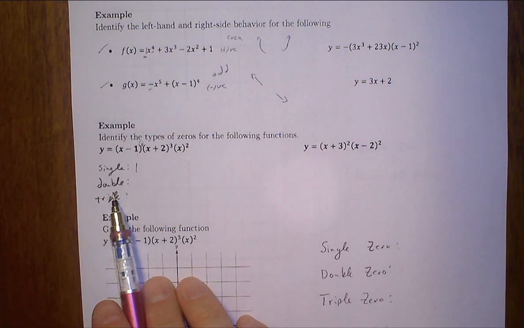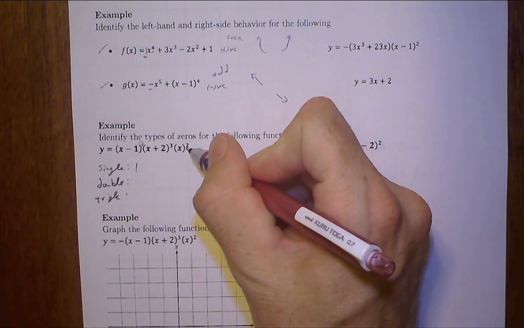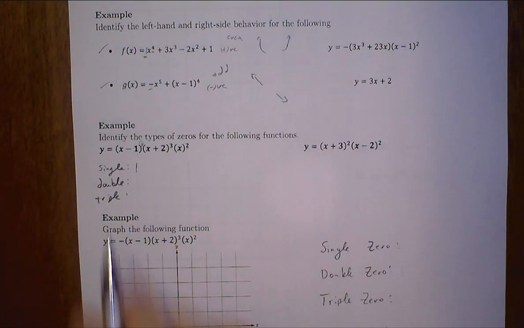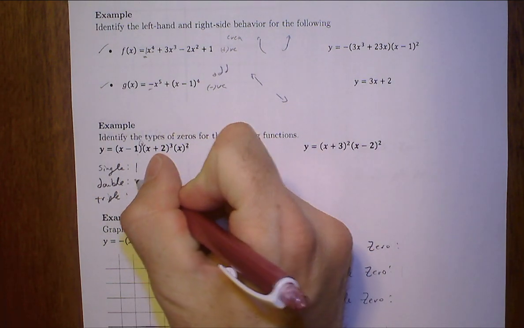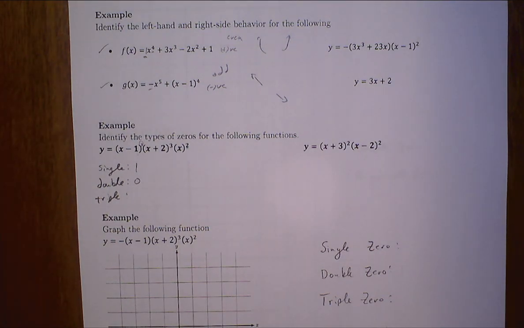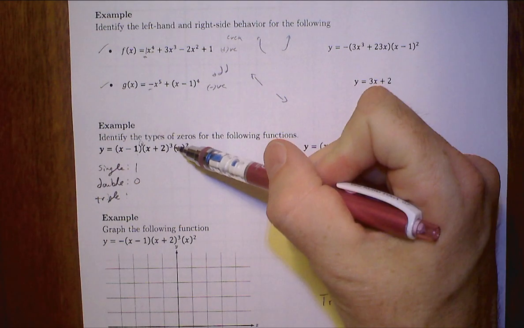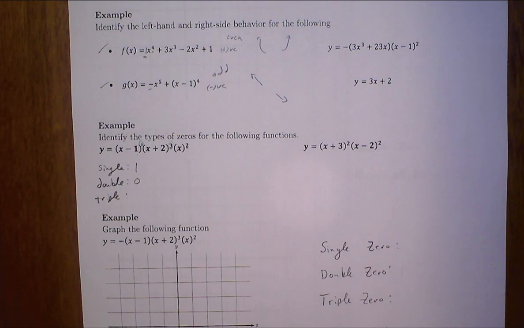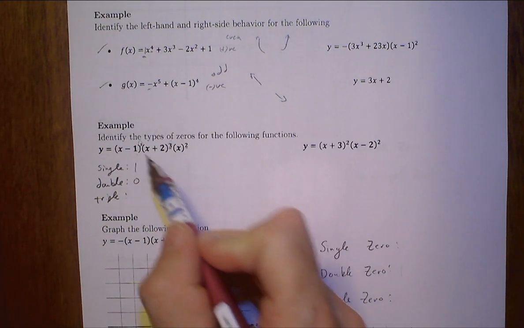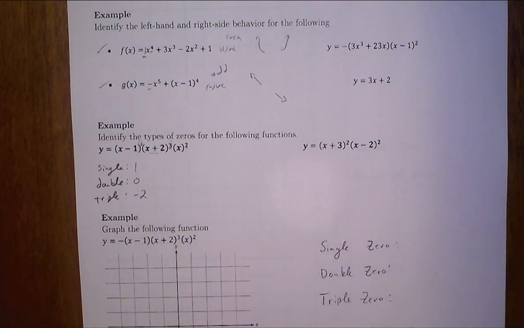A double 0. When do we observe those? When the exponent is 2. When do we have a double 0? Well, when this factor is equal to 0. When is this factor equal to 0? When x is equal to 0. A triple 0. Well, here we have one because the exponent is 3. Now, when is this factor equal to 0? This factor is equal to 0 at negative 2.